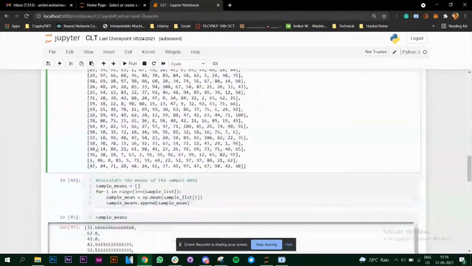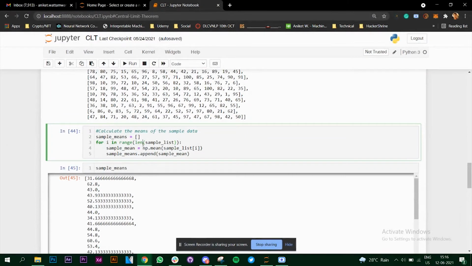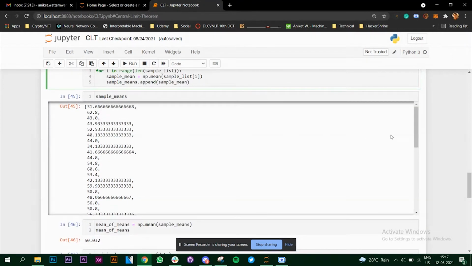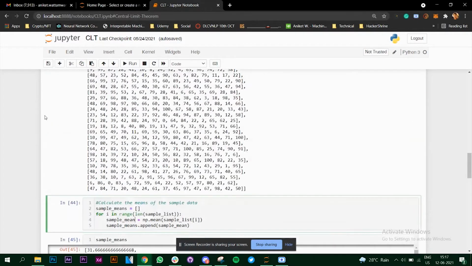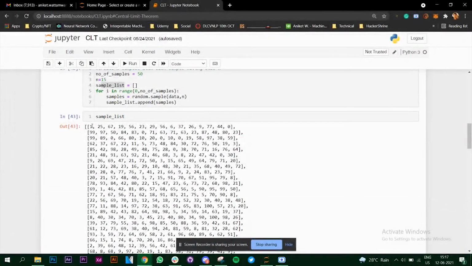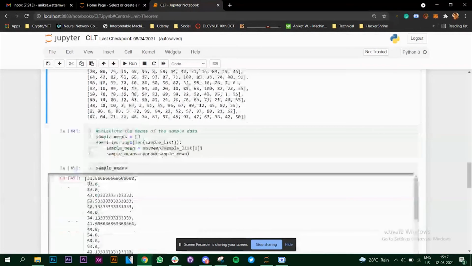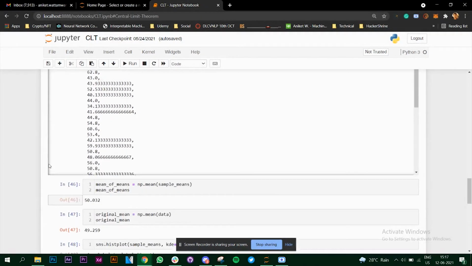Okay. Next would be we are going to calculate the means of each of these 50 samples that we have taken. So when I do that, I'm going to put that into the sample means array. For each of the 15 data points that we had taken samples, we have got the mean of it. So for the first 15 numbers, the mean is 31.666. Similarly, for all the 50 points, we have done that. All right.